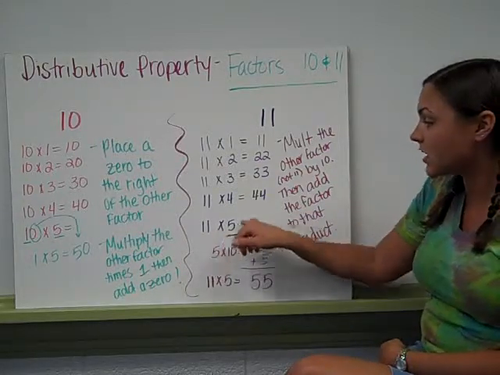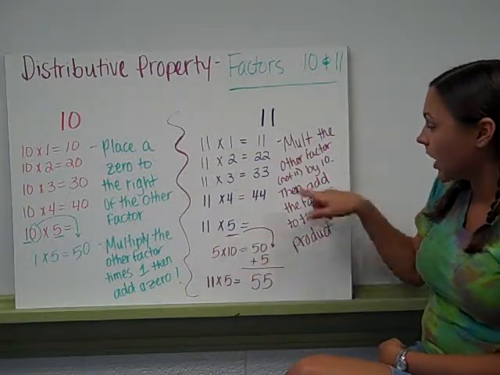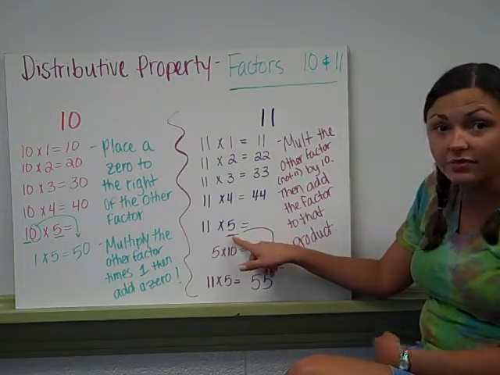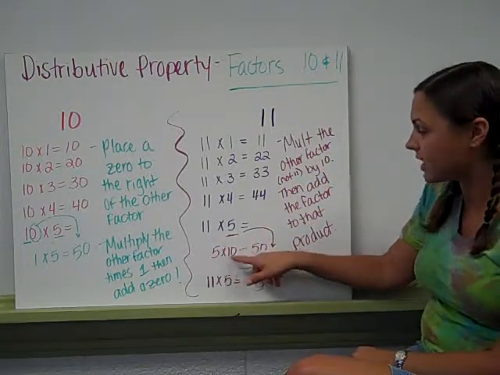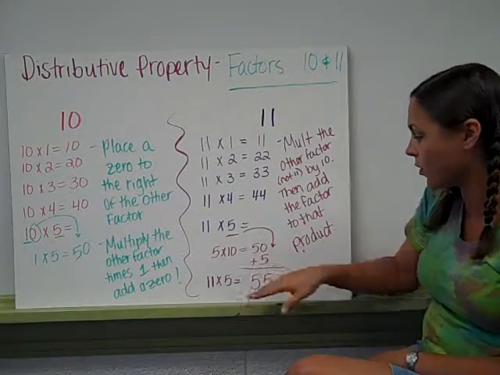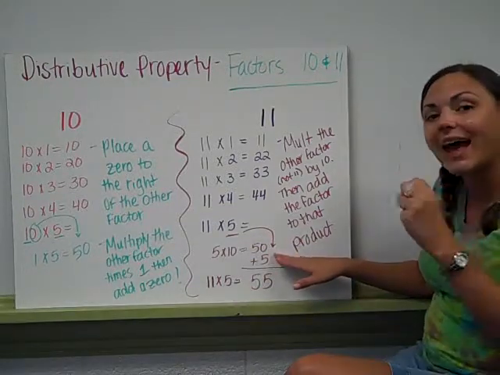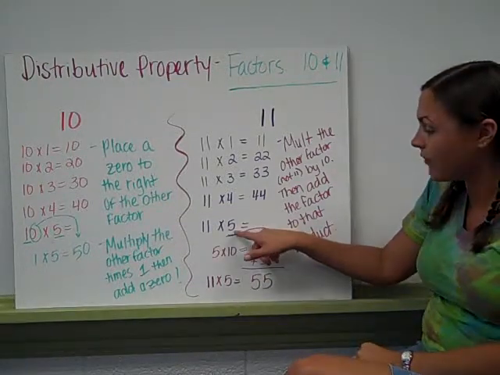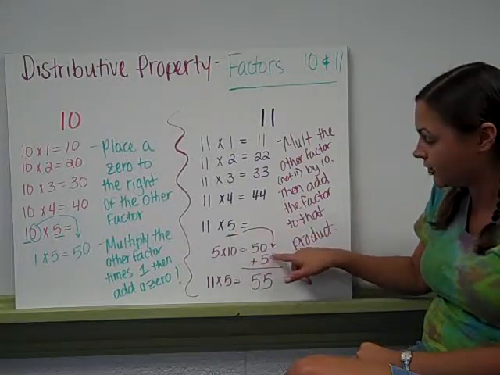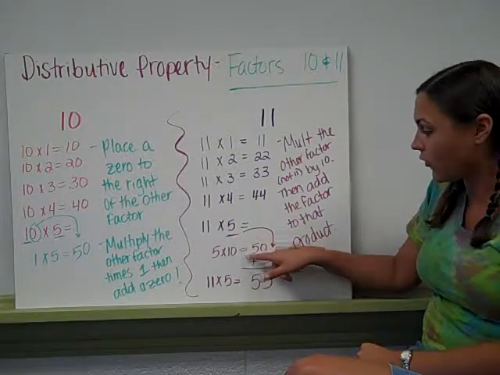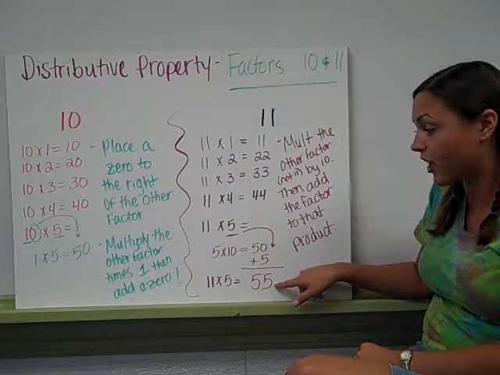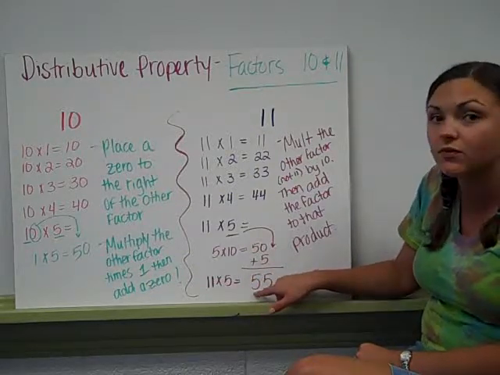So if we're doing 11 times 5, I want to multiply the other factor, the 5, not the 11, by 10. So 5 times 10 is 50. We just went over it. Then I want to add another group of that factor, another 5, to that 50. So 50 plus 5 gives me 55. 11 times 5 is 55.